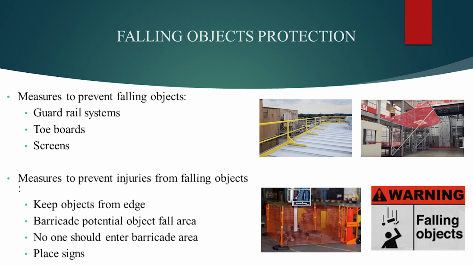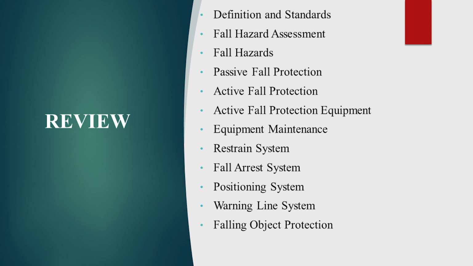There are also measures individuals need to take to prevent injuries from falling objects. All objects and tools must be kept away from the edge when not in use. Place a barricade in the area when there is a high possibility of falling objects. Only authorized personnel must be allowed in the barricaded area, and use warning signs to alert people of potential falling object hazards.